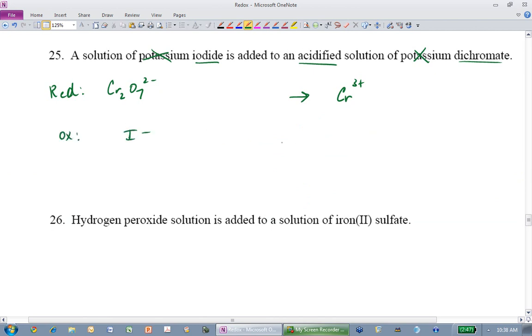All right, so there's my reduction half, and then my oxidation half is going to involve that I minus ion, and it's going to be oxidized to I2 with no charge on the molecule. You don't have to put the 0, I just do it out of habit. All right, so right off I need 2 of those. We know that to be true. And so what else do I need?